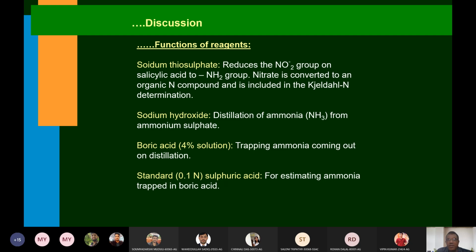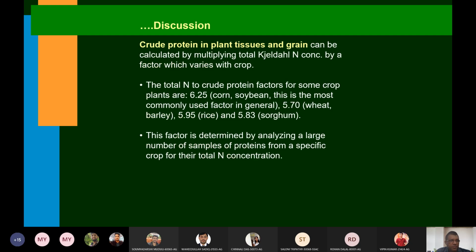So many times functions of the reagents are asked of students. What function is performed by which reagent? So you need to see all these points. Suppose, what was the function of 4% boric acid? It was used to trap the ammonia coming out of distillation. Now what is the function of 0.1 normal sulfuric acid? It is for estimating ammonia trapped in boric acid. It is a standard acid solution.